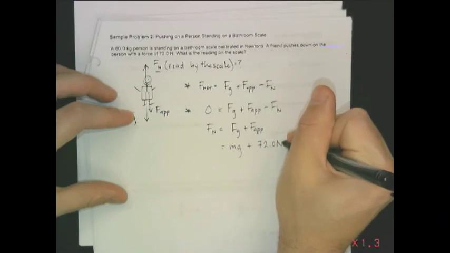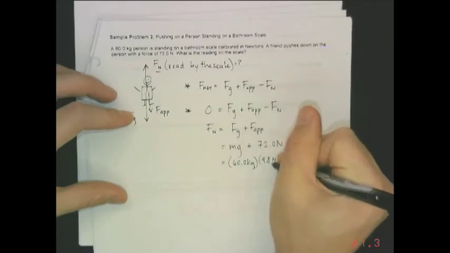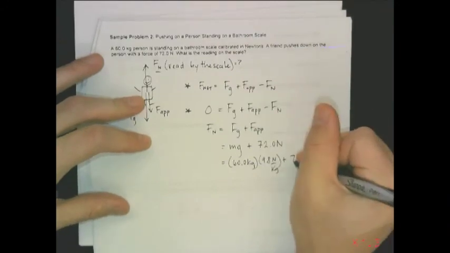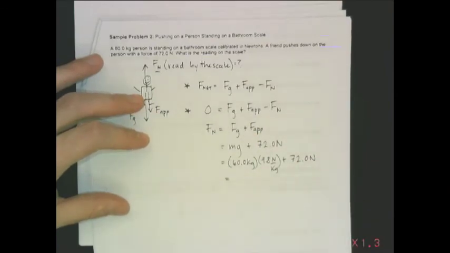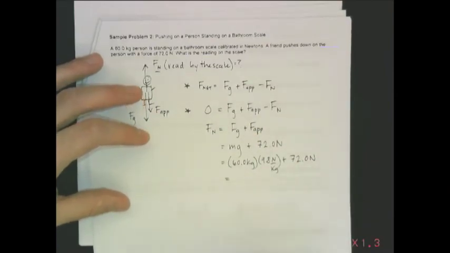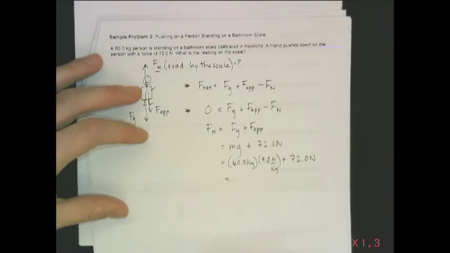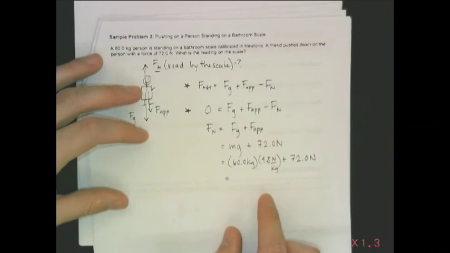So, mg plus 72.0 newtons, that's 60.0 kilograms times 9.8 newtons per kilogram, plus 72.0 newtons. Punch this into your calculator. 60.0 times 9.8. Give me your answer to 2 sig digs, plus 72 newtons. What's 60 times 9.8 to 2 sig digs? Carmelo? I got 588. 588? Yeah. So the 2 sig digs would be 590?